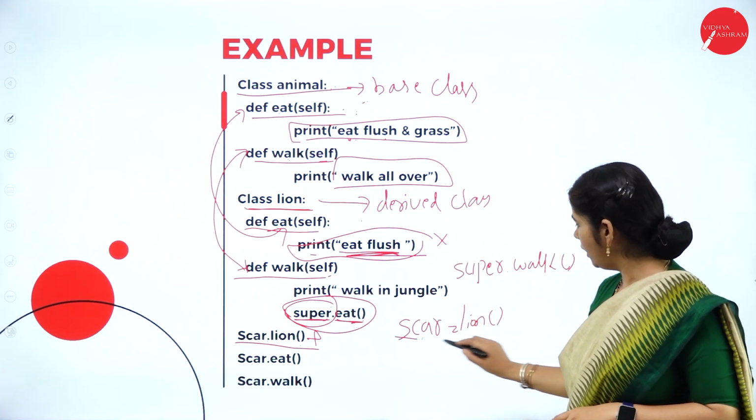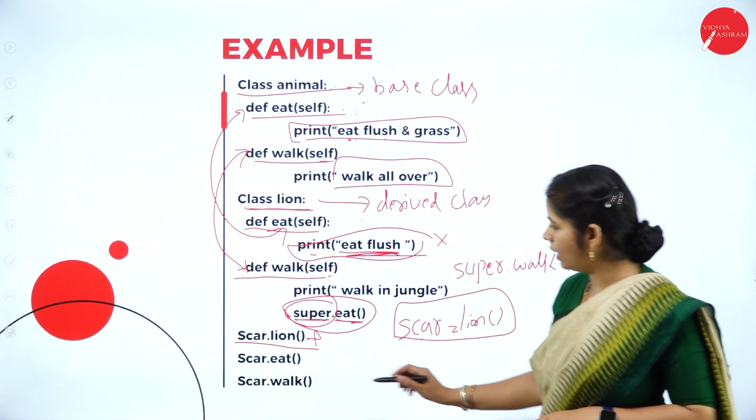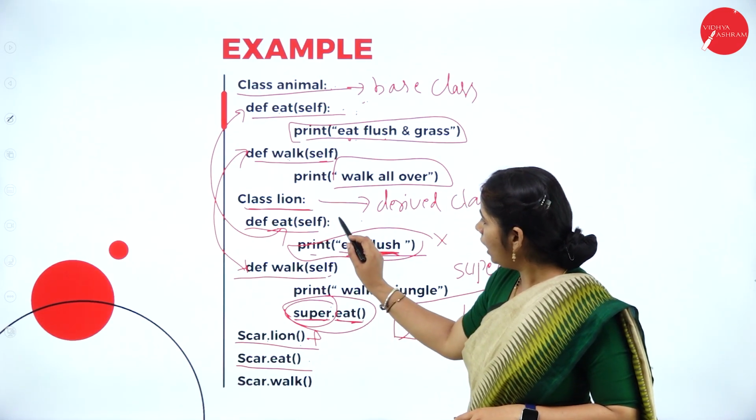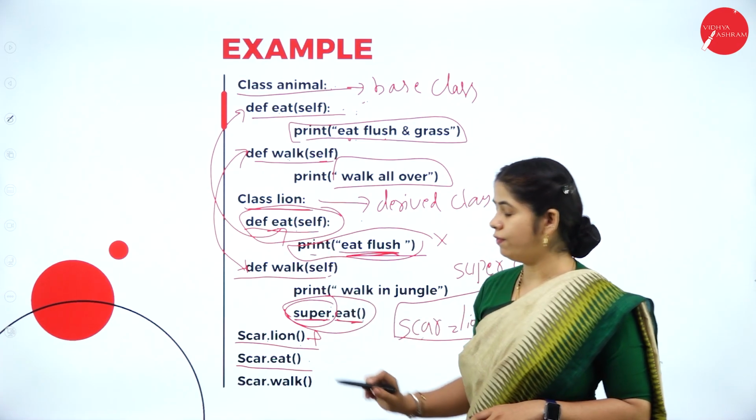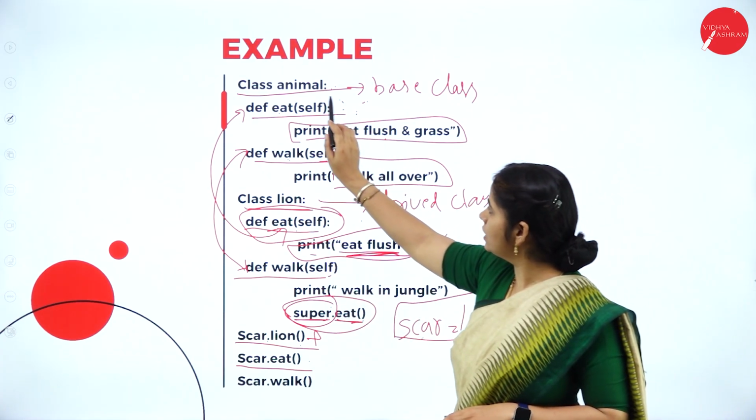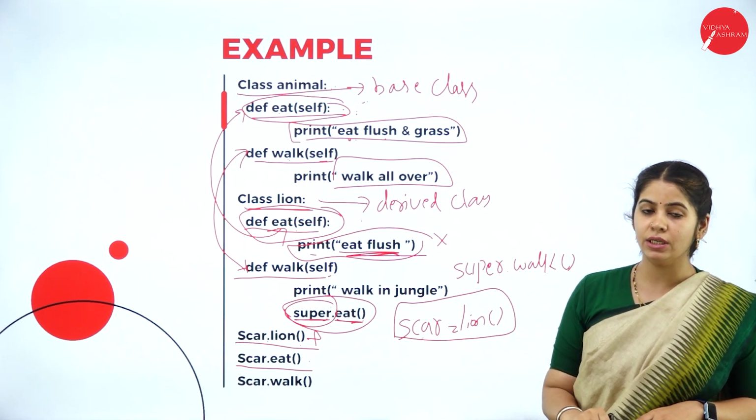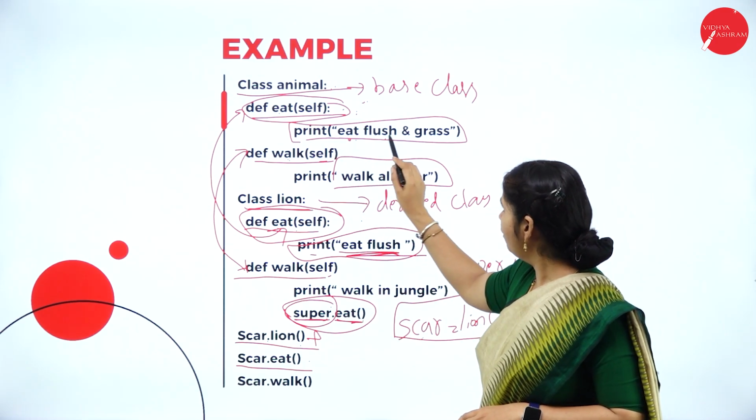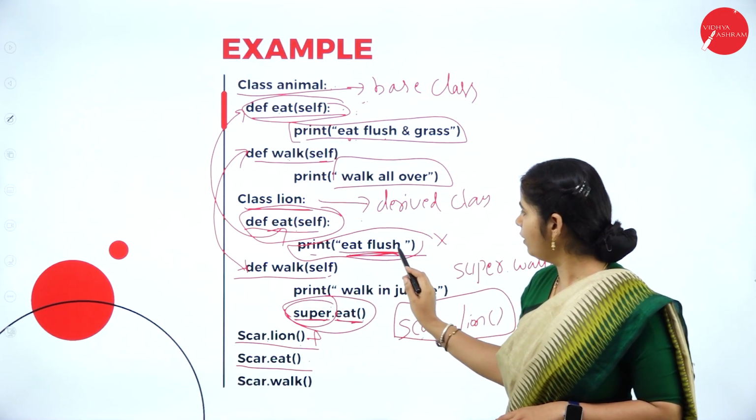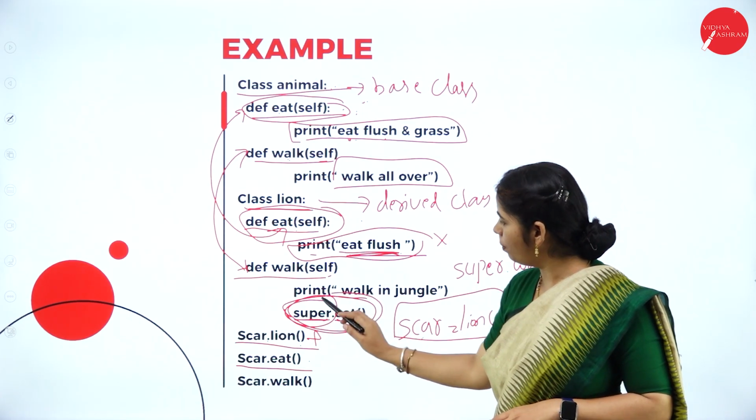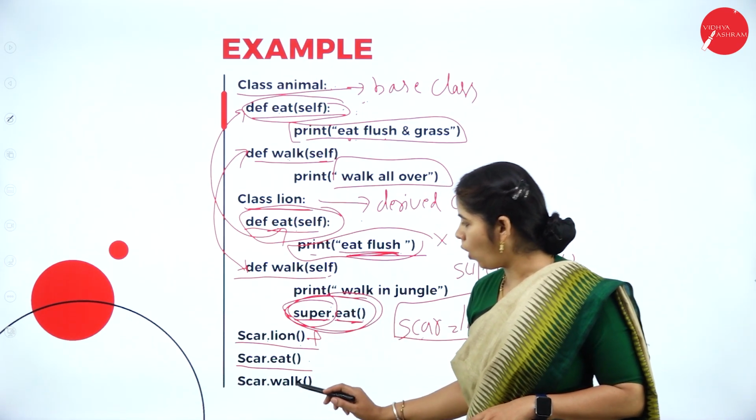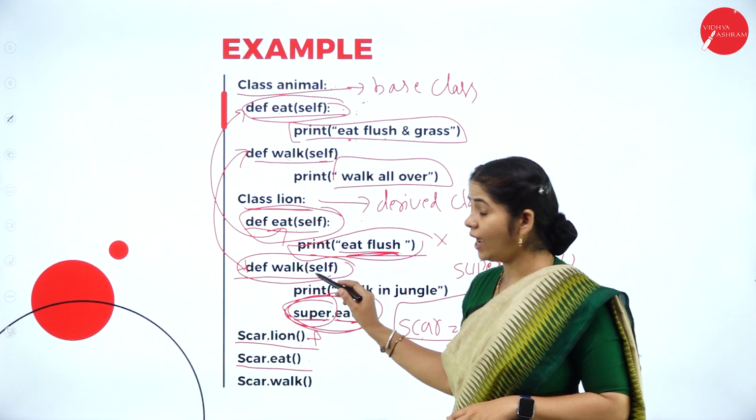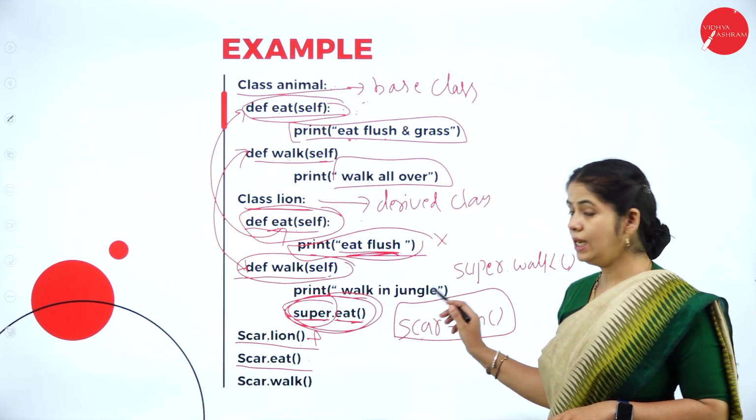So what we are doing is creating the object of the class Lion, scar.eat. Scar.eat means what? It will print the print statement of this child class eat, as well as the base class eat method also. So what is it going to print? It's going to print eat flesh and grass, and also it's going to print eat flesh, because we are using super.eat. When scar.walk is called, what will it print? It will print only the child class method, that is walks in jungle.